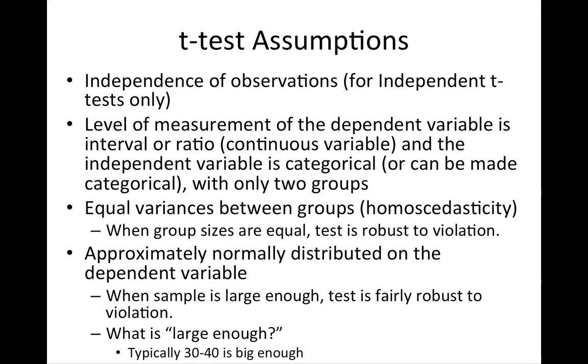We also want to make sure that our dependent variable is approximately normally distributed. And again, when our sample is large enough, the test is also fairly robust to a violation of this assumption. We often talk about large enough being 30 to 40-ish people per group. Certainly for the AdHealth data that we're looking at in this class, we far surpass that for most of the variables that we're going to be examining.